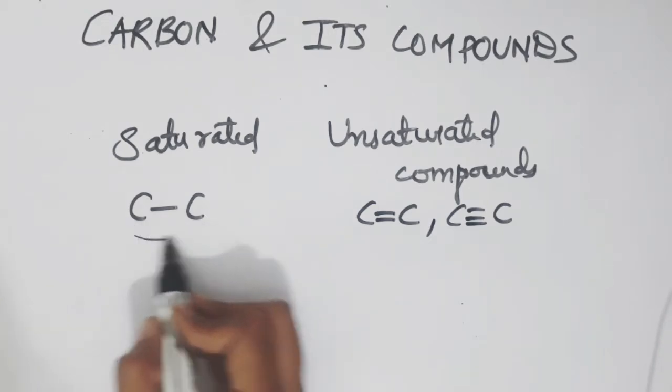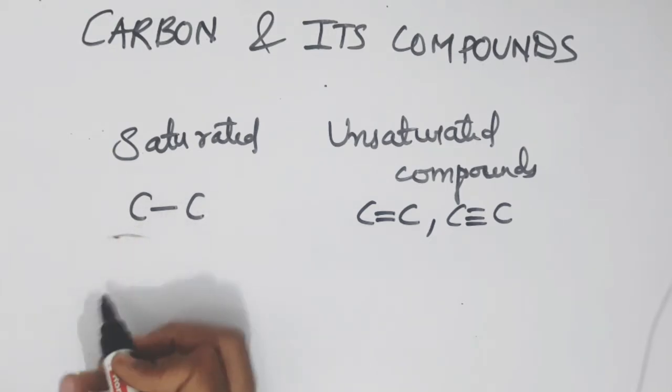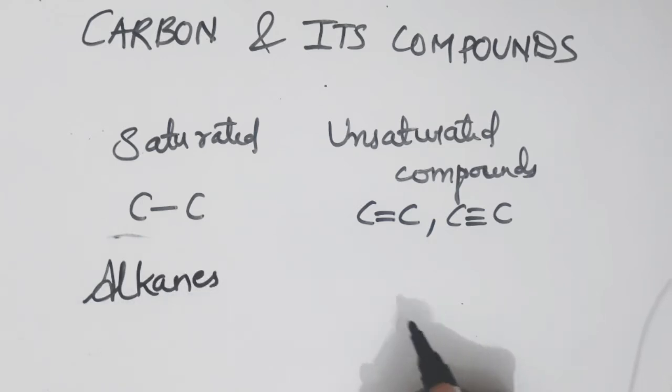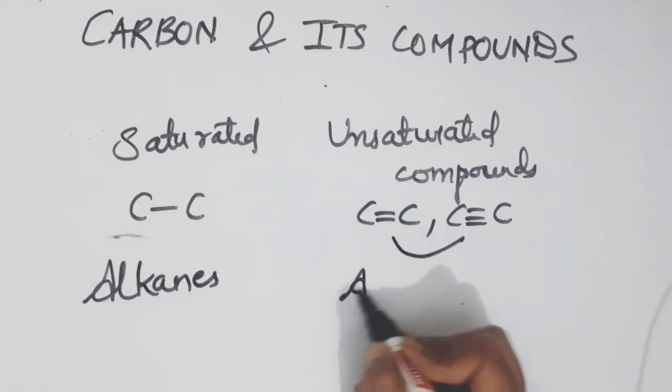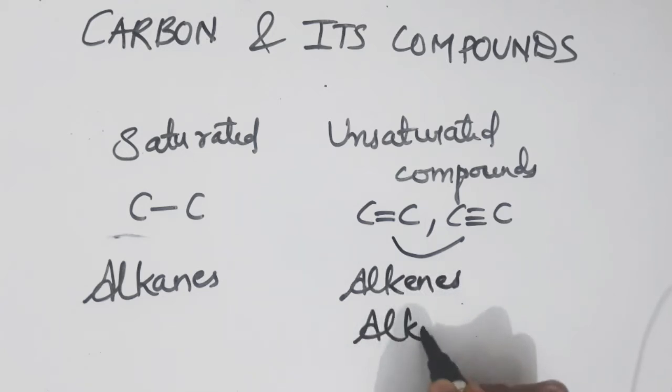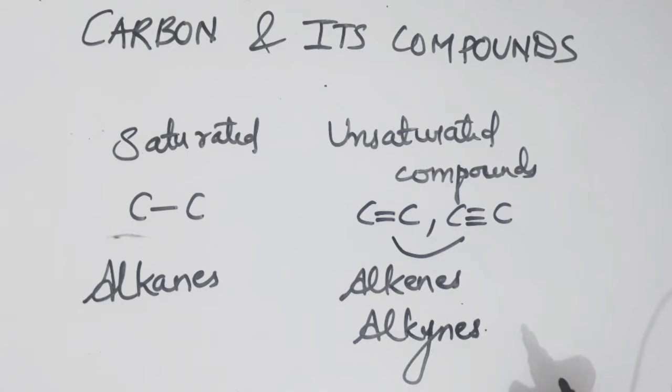So these types of compounds are classed as alkanes. We will study later what is an alkane, and other two are known as alkenes and alkynes. Now to study these topics in detail, you need to know what type of compounds the carbon are forming.